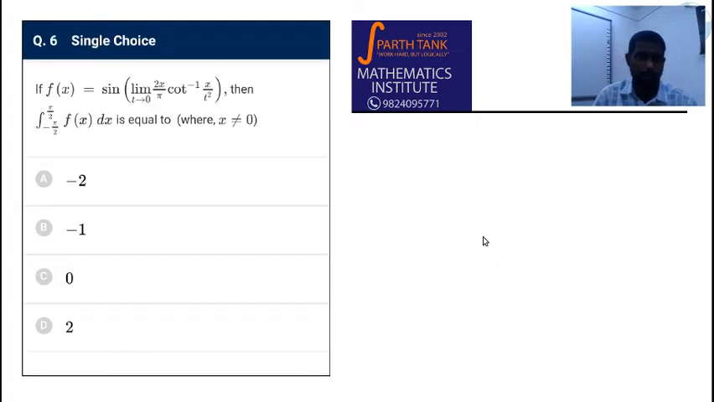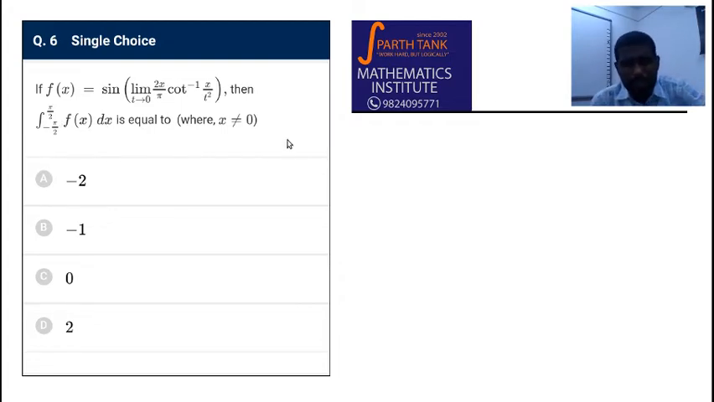Moving on to question number 6. Now this is an interesting question. If f of x is sine of limit t tends to 0, 2x by pi cot inverse of x by t squared, then the integral from minus pi by 2 to pi by 2 of f of x dx is equal to.